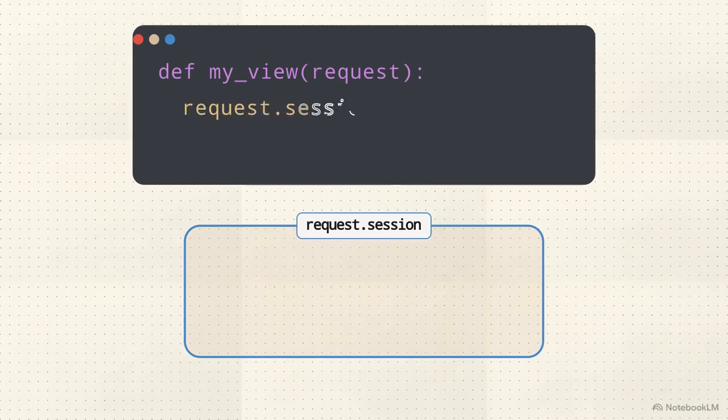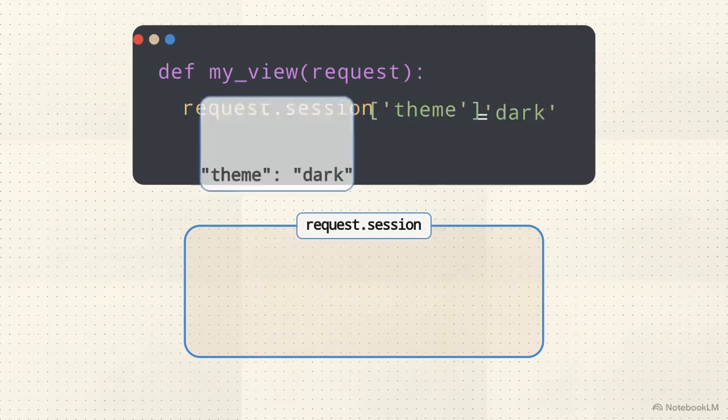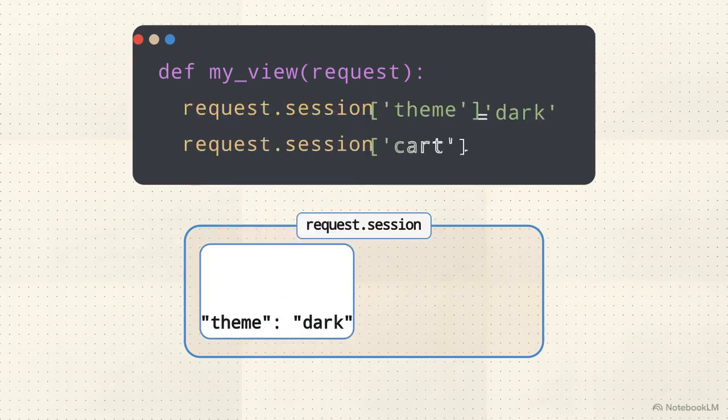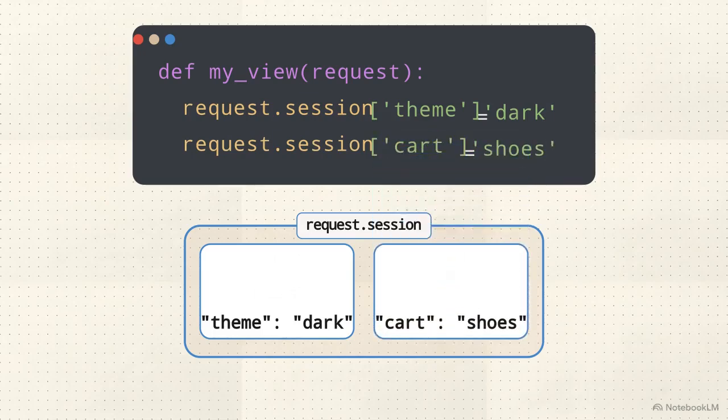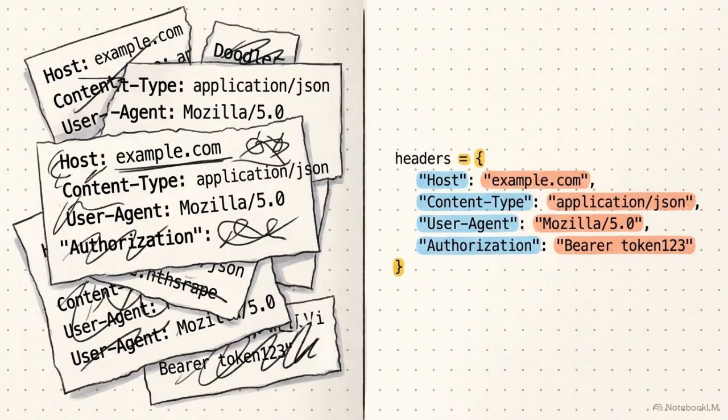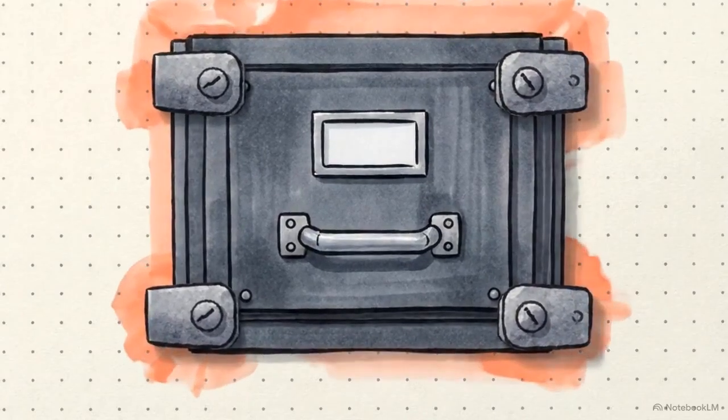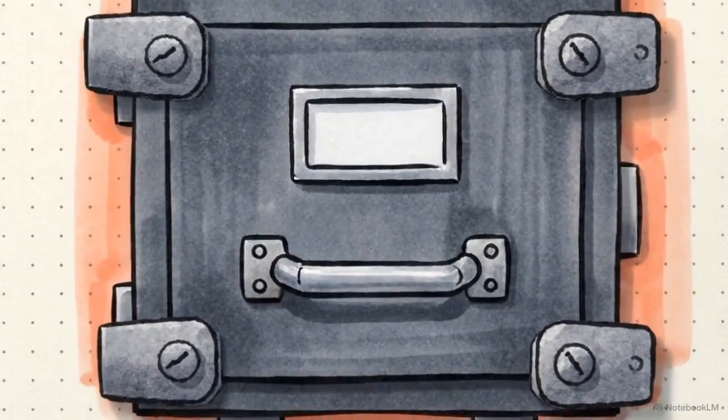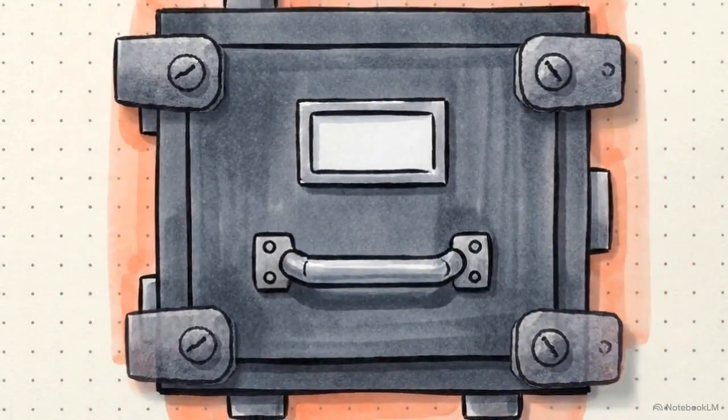Acting exactly like a standard Python dictionary, you simply drop in key-value pairs, setting the user's theme to dark or adding shoes to their cart. By translating HTTP state mechanisms into a standard Python dictionary, Django lets developers manage user state without manually parsing headers or cookie logic. But sending that dictionary back to the user's browser would be a security risk, so Django splits the data from the reference.